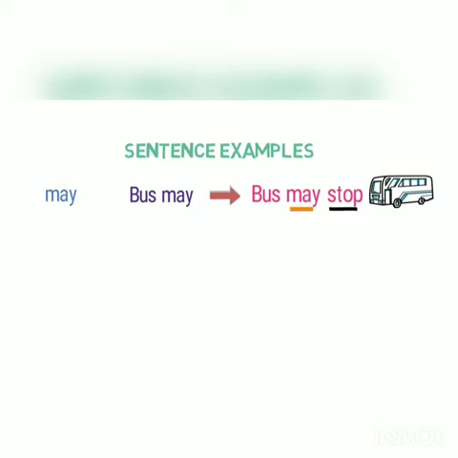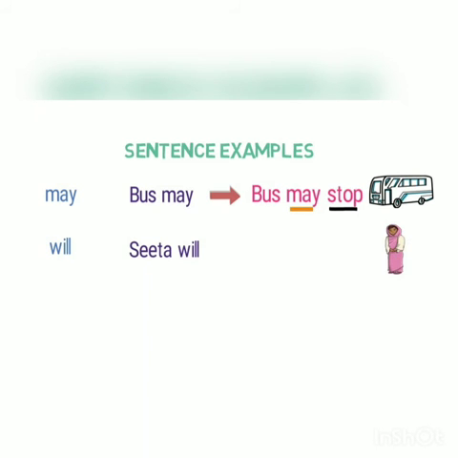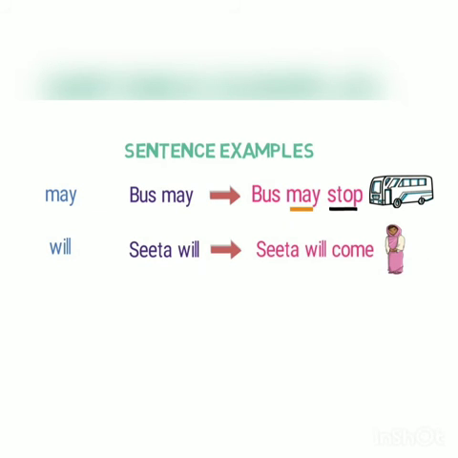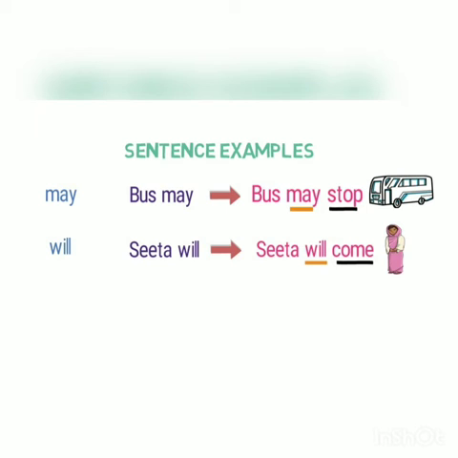Let's look into the second example, will. Now look at this sentence, Sita will. Does this statement convey any meaning about the subject Sita? No, it doesn't. Now look at the complete sentence, Sita will come. Here we have used come, which is the main verb, with will as a helping verb.